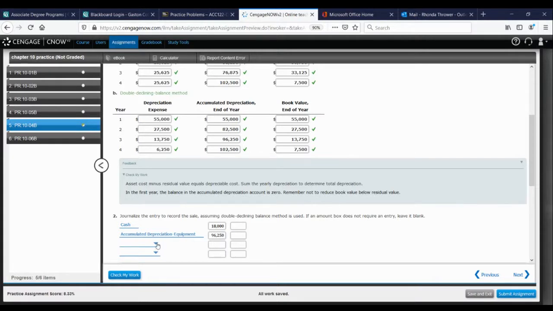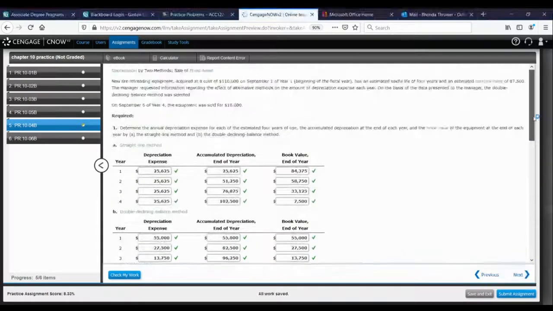Since we're selling the asset, we're going to credit the asset account called equipment for the cost of the asset. The cost of the asset, if you'll remember, was $110,000.